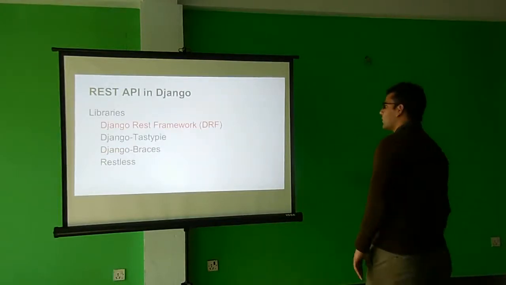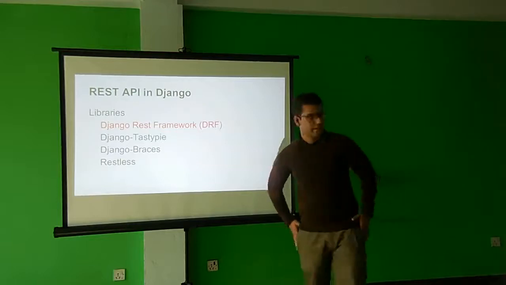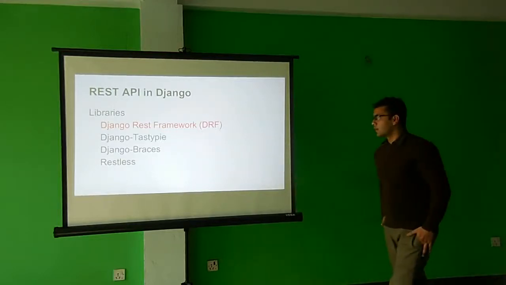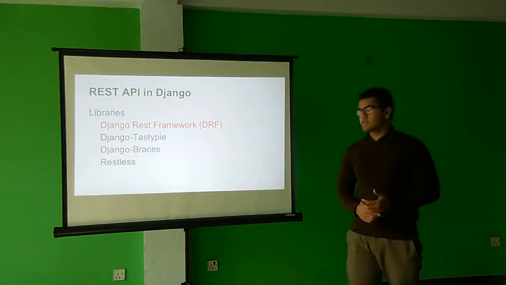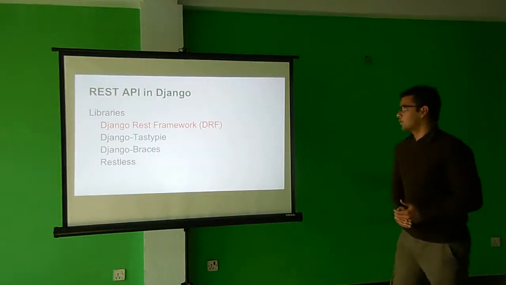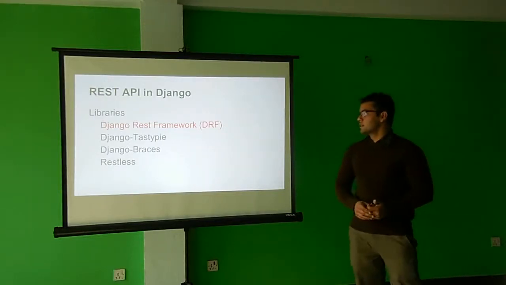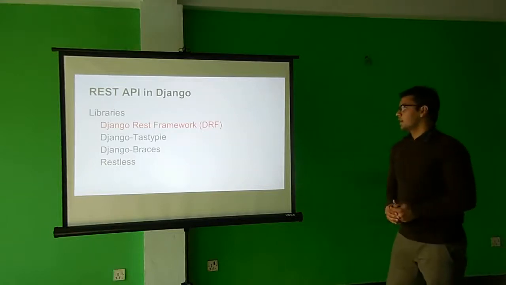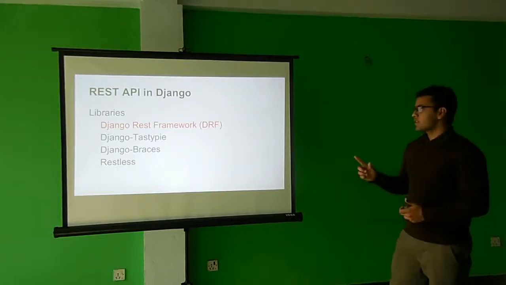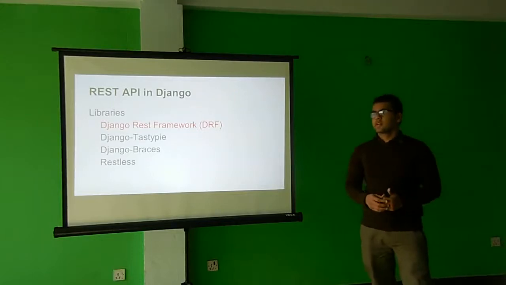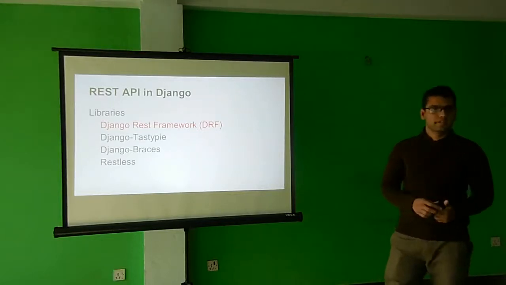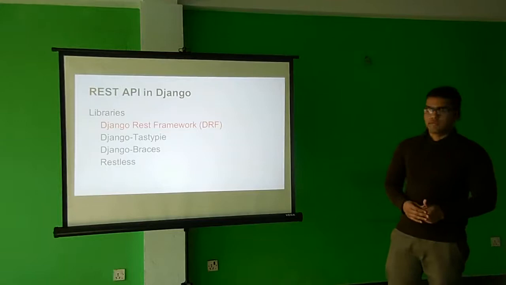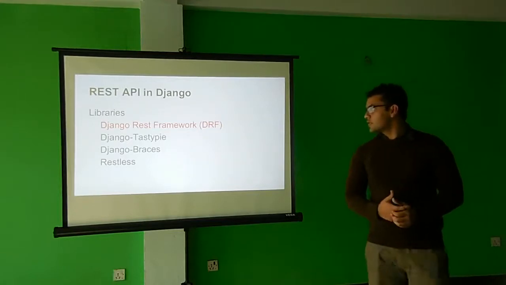So for developing REST API, there are various libraries already. Django Rest Framework is one very popular library for developing REST API. Similarly, there is Tastypie and Restless. Restless is one generic kind of library which can be used with different Python web frameworks. Today we will be talking about Django Rest Framework.